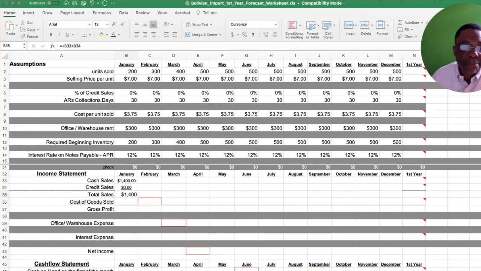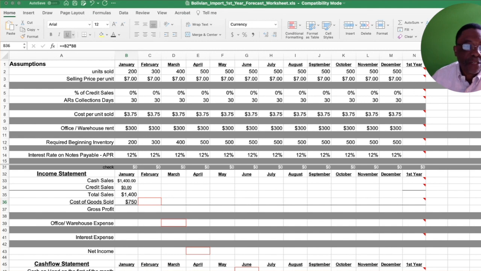Now we're going to populate cost of goods sold. Again, we're going to use the same math that we used on our worksheet. So it's going to be units sold times the cost per unit. Units sold are going to be 200. Cost per unit is going to be $3.75 for each grinder. So we multiply 200 times 3.75 and we'll get our cost of goods sold, which will go here in cell B36. Now you can see that our cost of goods sold for January is $750.